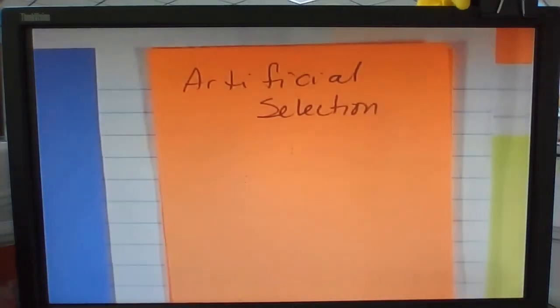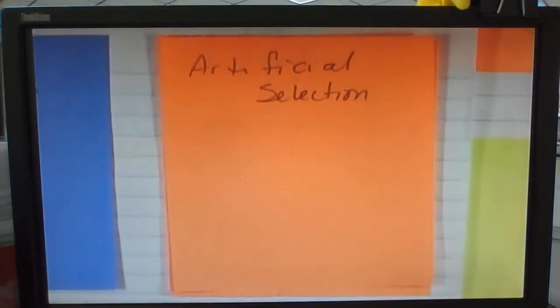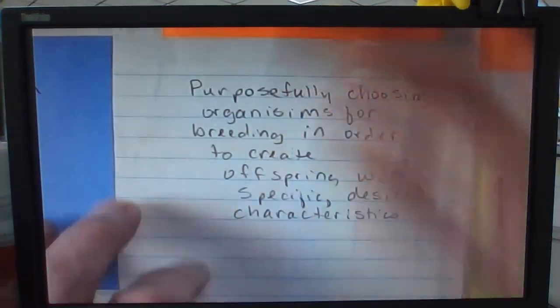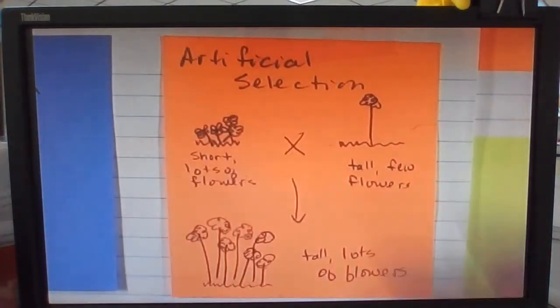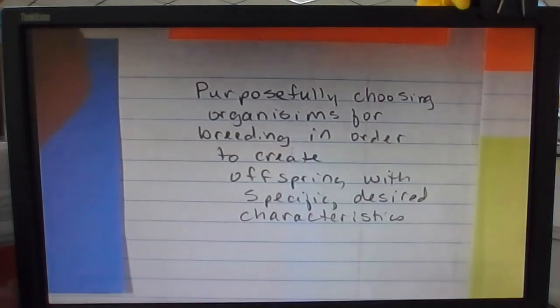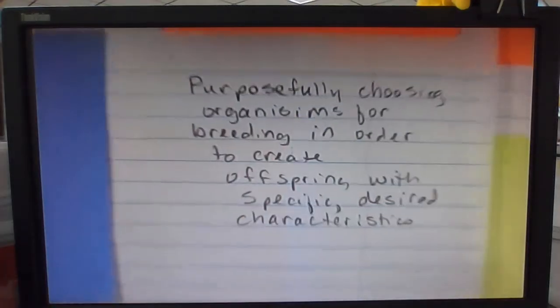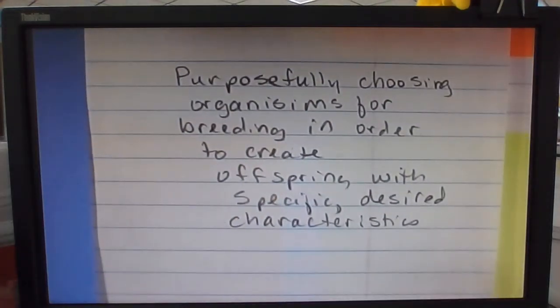So for artificial selection, this is when we are purposely, whoopsies, we'll get that in just a second. We are purposely choosing organisms for breeding in order to create offspring with specific desired characteristics.